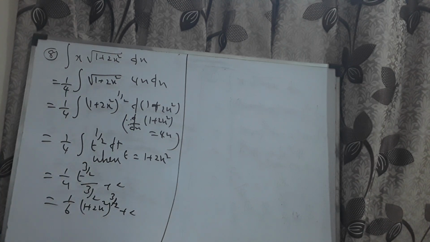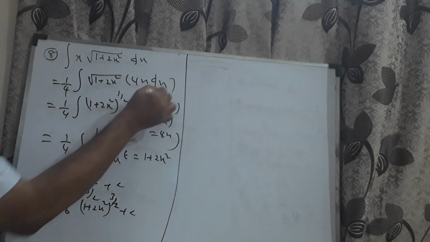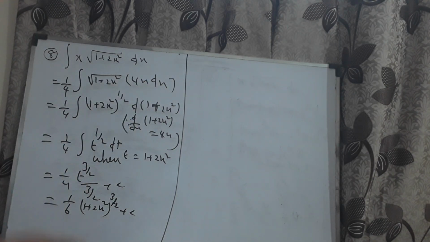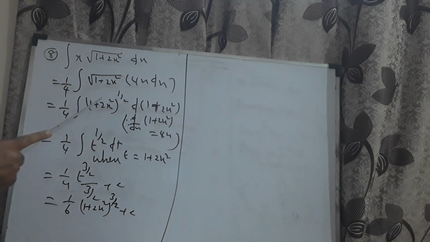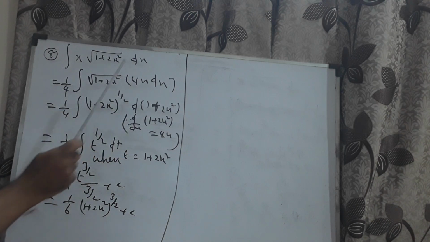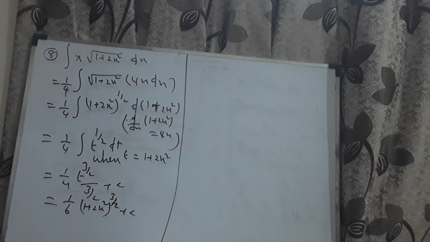I repeat, here I am supposed to recall the fact 1 plus 2x square to be my t. The derivative is 4x, already x is available. Multiply and divide by 4 in the next step. This 4x dx can be written as d of 1 plus 2x square. It is not a difficult task to follow. D of 1 is 0, d of 2x square is 4x dx. Now replace, close this off and find out this is my t power half dt, where t is 1 plus 2x square. T power 3 by 2 by 3 by 2 plus c. This 2 gets cancelled with 4. Therefore 1 by 6, 1 plus 2x square power 3 by 2 plus c is the final answer.